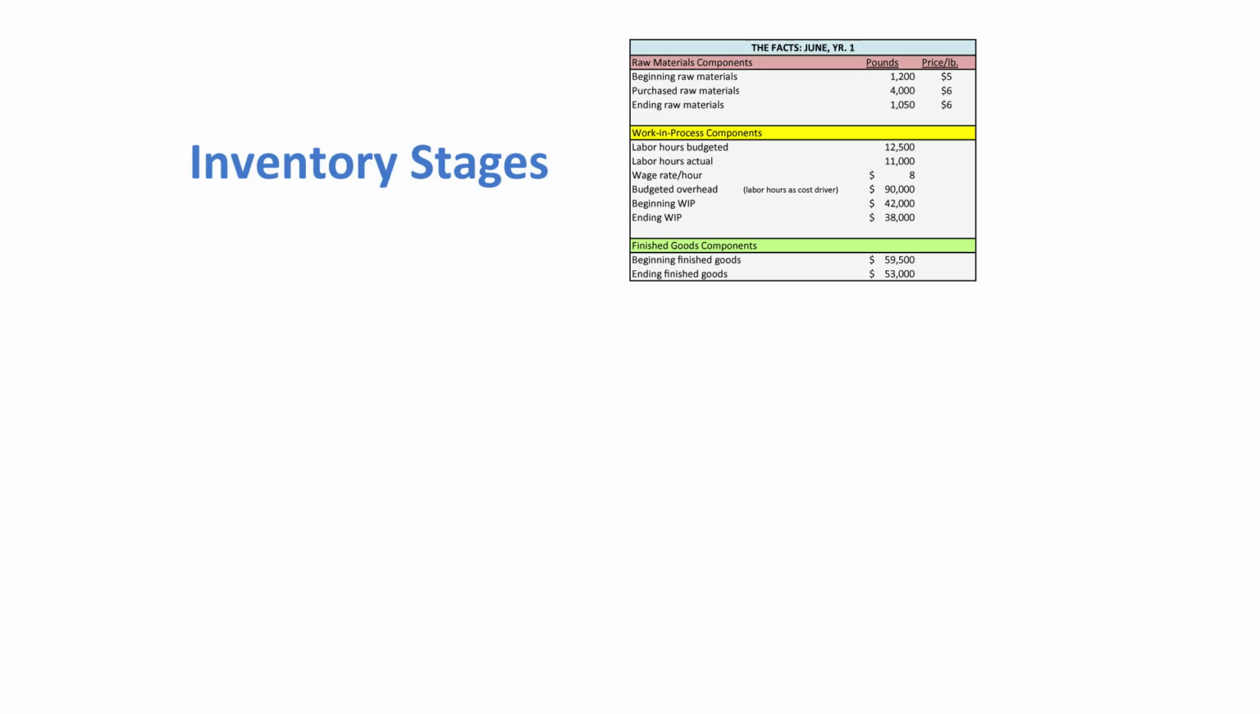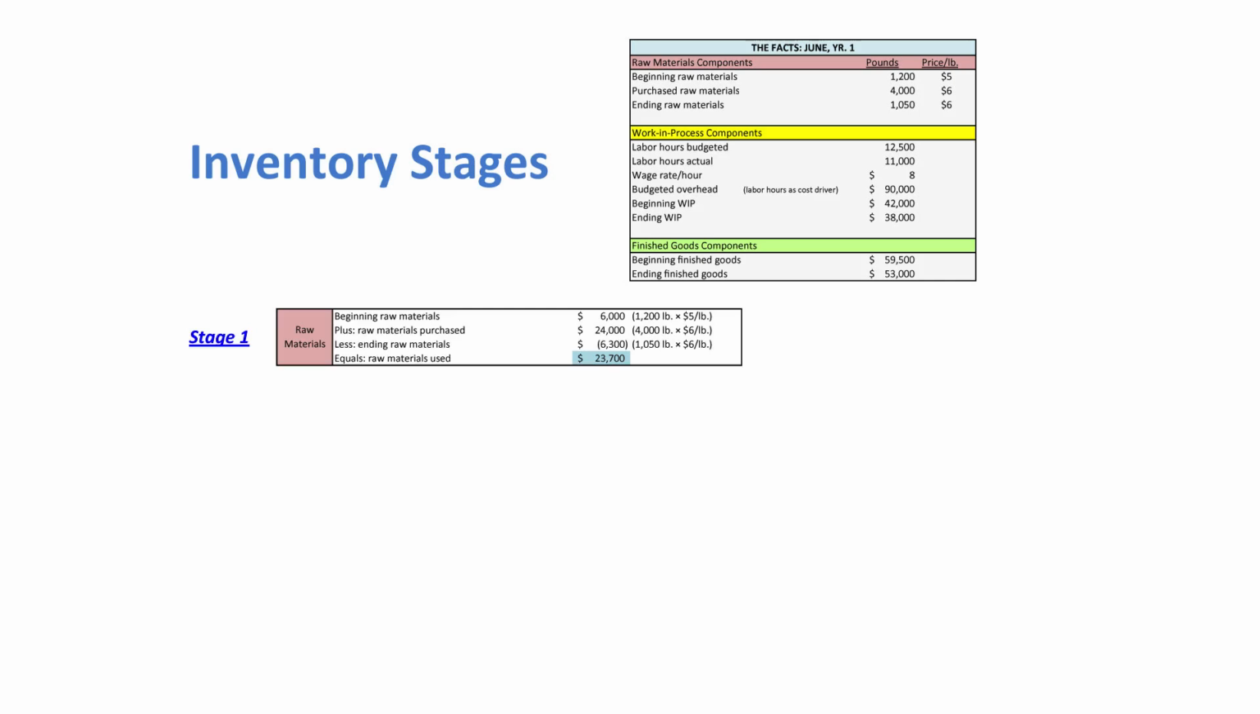Let's start it. Here we go. So a lot of given information. Get your bearings. So we've got our raw materials, our beginning amount, what we've purchased, and what we haven't used. That's going to be part of the calculation in calculating our raw materials that were actually used. That will then become part of our current manufacturing costs, which will eventually become part of our cost of goods manufactured. So again, step number one, let's figure out what our raw materials were that were actually used?